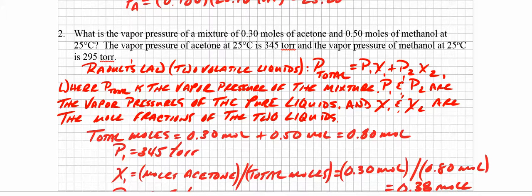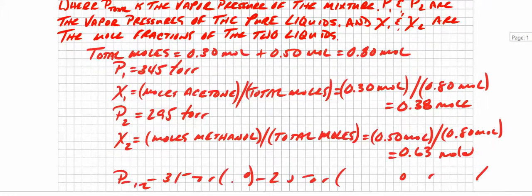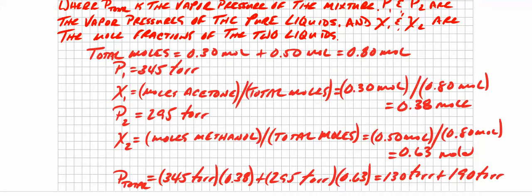So the first thing we're going to need to know is the total number of moles. For the first one, we've got 0.30 moles. We're told that in the problem. And for the second one, the methanol, we've got 0.50 moles. So the total number of moles is 0.80 moles. So P1, we're told, is 345 torr, the vapor pressure of the acetone. Now we're going to determine the mole fraction of the acetone. The mole fraction of the acetone is the number of moles of acetone divided by the total number of moles, and that's 0.30 moles divided by 0.80 moles.